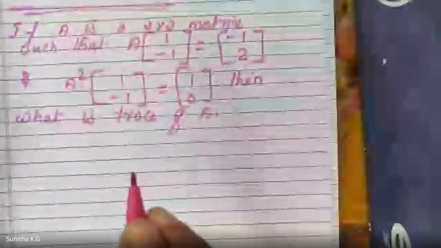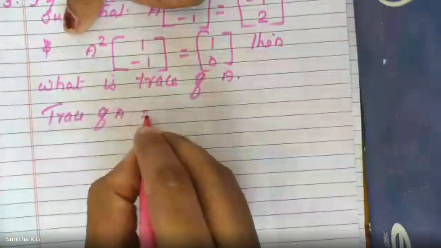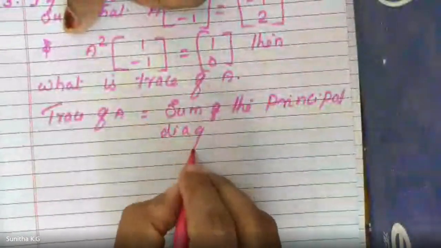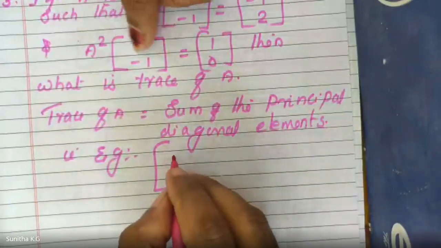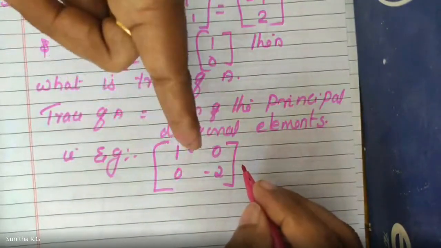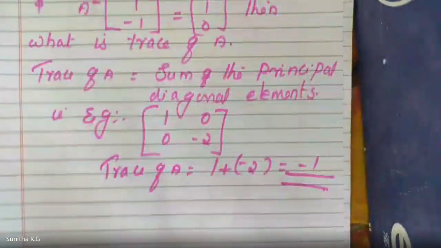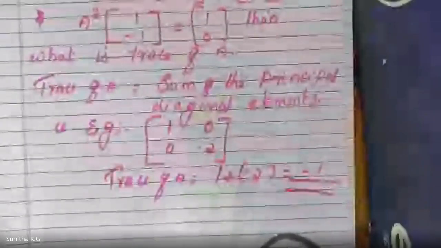First we have to know what the trace of A is. I will explain that here. Trace of A is equal to the sum of the principal diagonal elements. For example, if we consider the matrix [[1, 0], [0, -2]], which are the diagonal elements here? 1 and minus 2. Then trace of A equals 1 plus minus 2, that's equal to minus 1. So trace is nothing but the summation of the principal diagonal elements. That is called the trace of A. Okay?